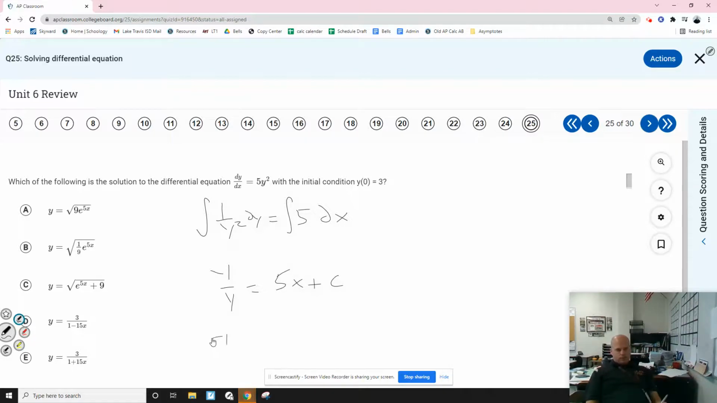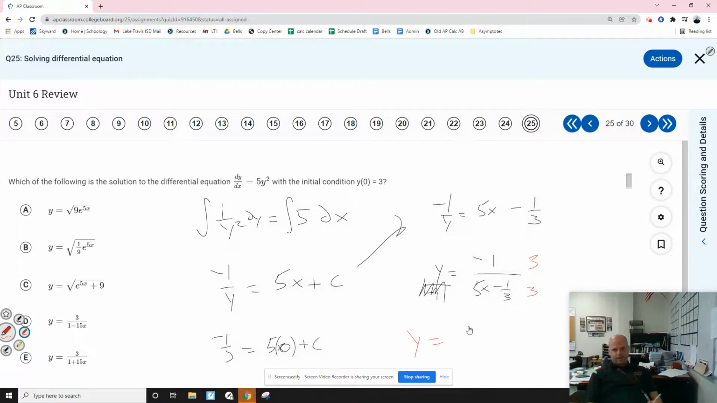0, 3. That's annoying. Oh, it's not bad. C is -1/3. -1 over y equals 5x minus 1/3. Flip both sides. Take the opposite of both sides, or do it in the opposite order. You don't see that as an answer. Why? Because of that 1/3. Multiply the top and bottom by either positive or -3. We'll figure that out later.